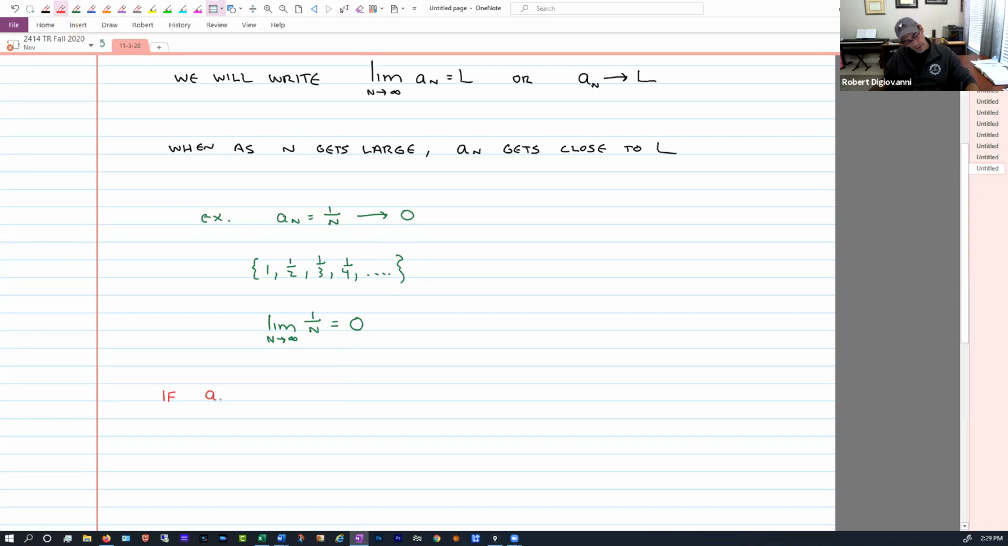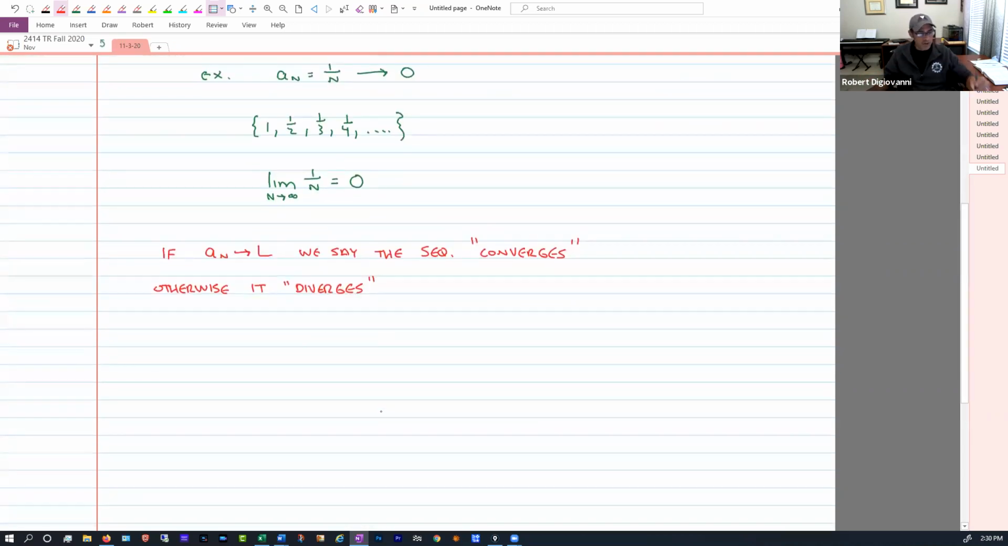So if a sub n goes to L, we say the sequence converges. Otherwise, it diverges. So when we talk about sequences, if I say, hey, CJ, does this sequence converge? What CJ is going to do is take the limit as n goes to infinity of that sequence, and figure out whether or not he gets an answer. It's always the limit as n goes to infinity, always, if you want to check for convergence or divergence of a sequence.